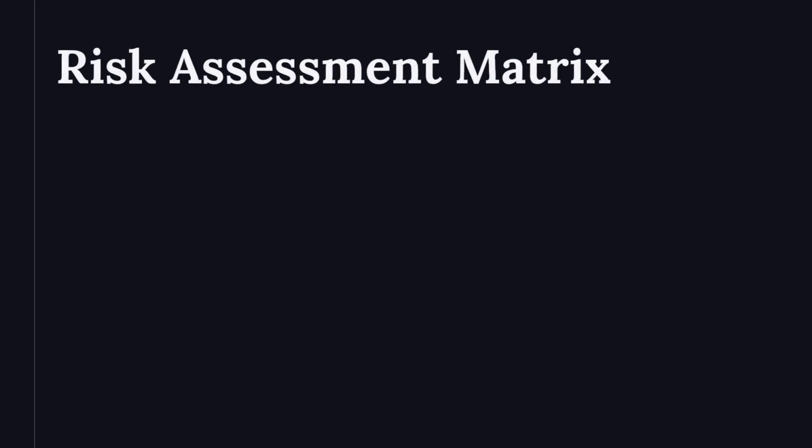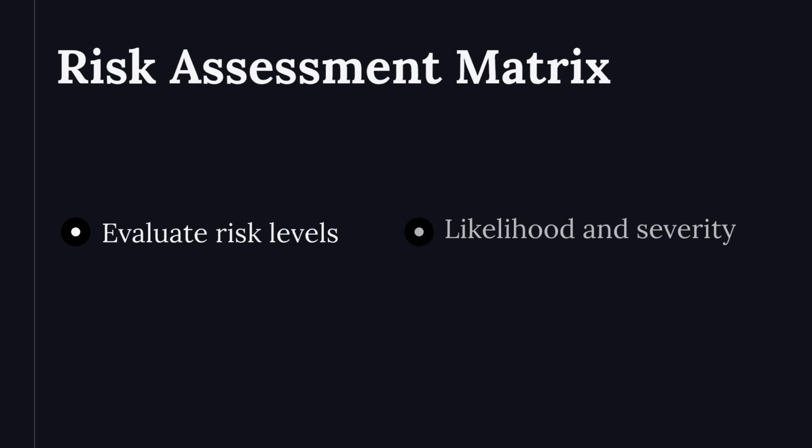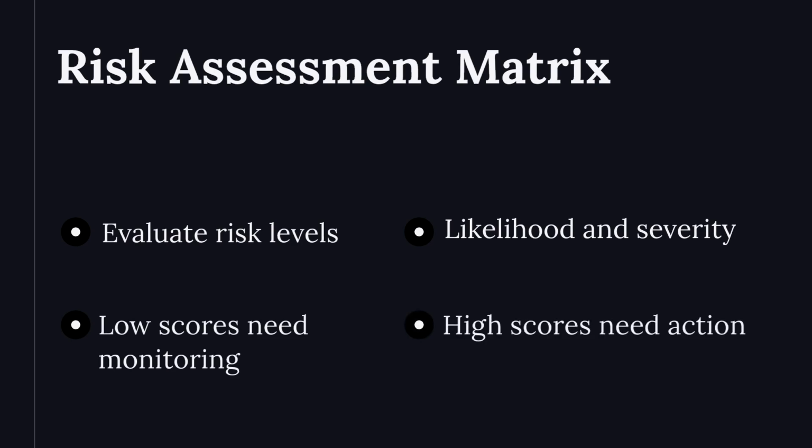A risk matrix helps evaluate risk levels. It scores risk based on likelihood and severity. Low scores require monitoring. High scores need urgent action. This tool is widely used in UK industry. It provides a quick, numerical assessment of risk.